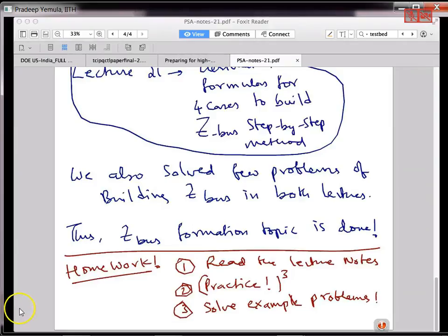Question: mutual impedance is given, then how to find Z-bus? Z-bus with mutual impedance is slightly complicated, but it's not that complicated. Instead of discussing that in class, I would refer you to some textbooks, because it's not that useful for everybody in the class. If you have a special interest in it, you can refer to a textbook. That's what I suggest.